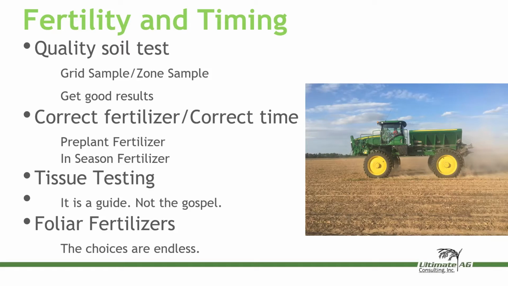If it's there and the plant's not taking it up, then maybe you need to look at, have I got a stress on the plant? Do I have nematodes, other pests that are affecting uptake? If it's in the soil, the plant should be able to get it. So use tissue sampling and testing as a tool also. Tissue testing is probably one of the most controversial topics in ag, because those tests, they're not the gospel. They're a guide, so use them.